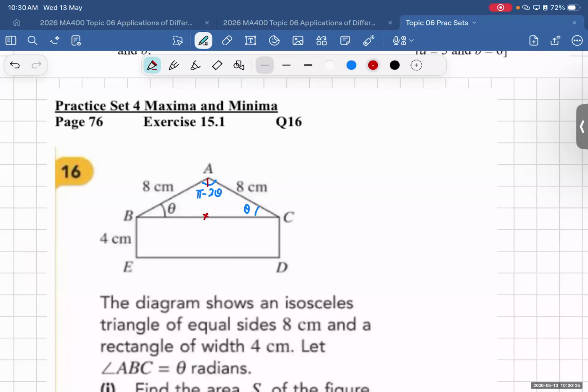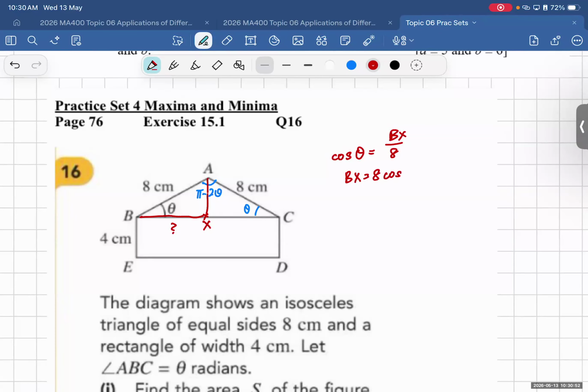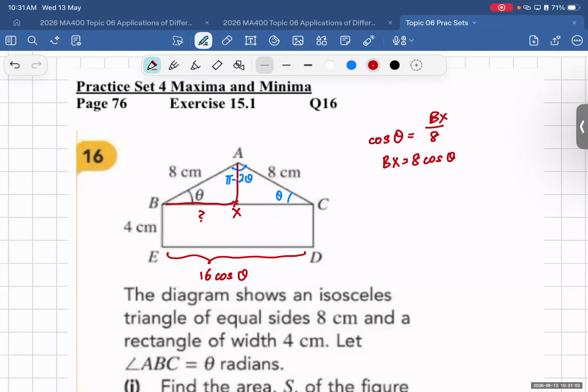So let's say Pythagoras, right? This part, right? Cosine theta is equal to, let's say I call it BX, BX over 8. Yeah, BX is equal to 8 cos theta. So this is equal to 16 cosine theta. That works. In fact, that's better. So differentiating cosine is a piece of cake.